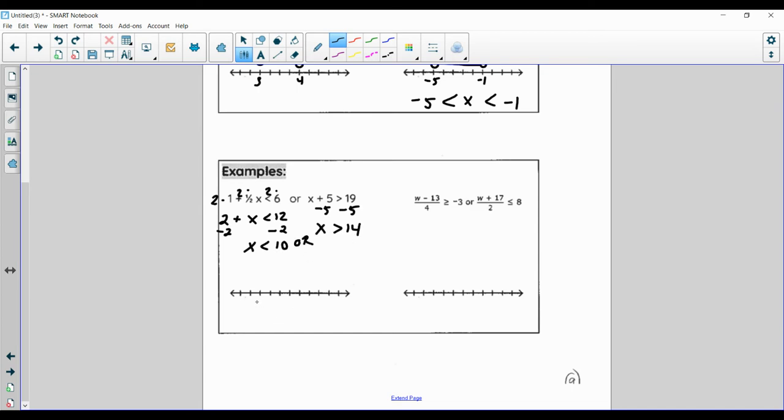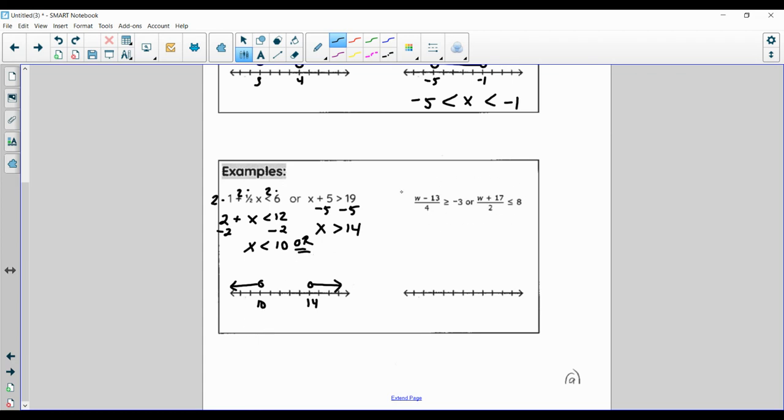So either x is going to be less than 10, the numbers less than 10 are over here, or the numbers are going to be bigger than 14, which are over here. My graph ends up looking like two oars in a boat.